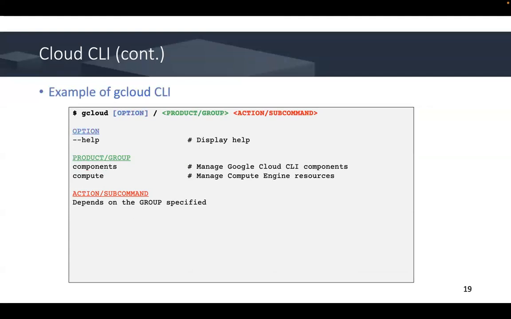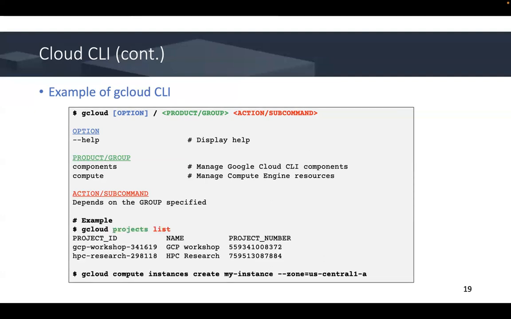Similar things on GCP. The GCP CLI has a very, very similar format and structure. This means all of the option, product, and action are the same as AWS. Probably the only big difference is changing the key command from AWS to gcloud. So like this example I showed at the bottom, to create a new compute instance and name my instance in the US Central 1-A zone, you can just use the command gcloud compute instances create my instance, followed by the option zone equals US Central 1-A.